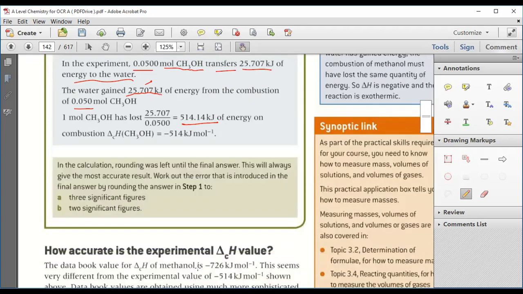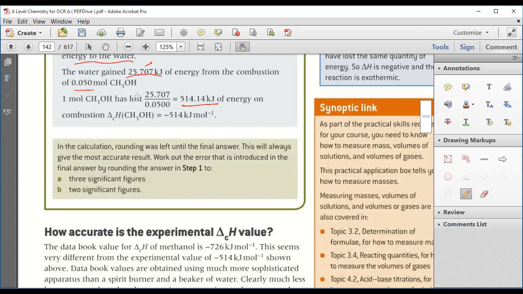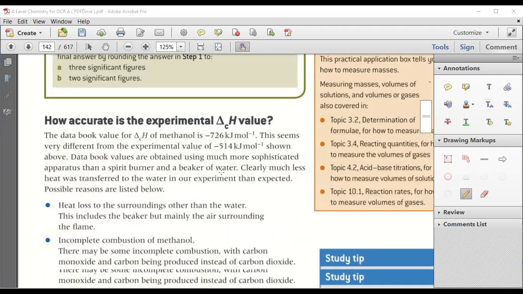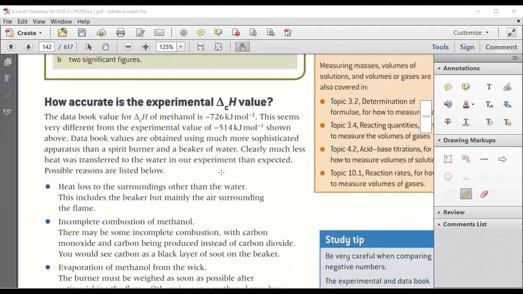In this calculation, rounding off was done until the final answer. You can do rounding off however you want, it's not a big deal. Now, how do we compare with the experimental delta H C value? How can you calculate it experimentally?